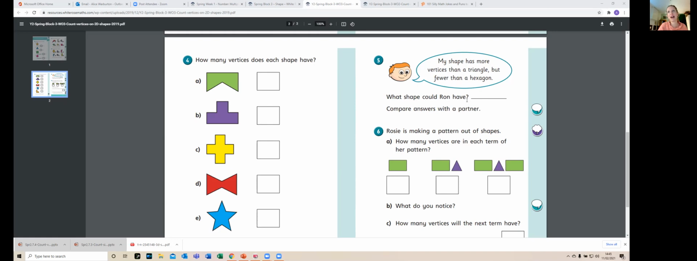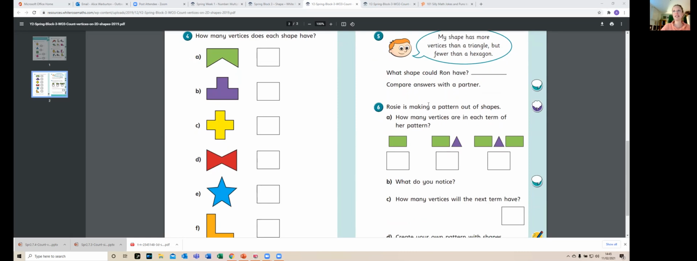So I want you to have a think carefully about that. It says compare answers with a partner. Maybe you could ask a sibling the same question, your brother or your sister, to see if they come up with the same answer, or a grown-up, and see if you have the same answer as them. Maybe there's more than one option you could go for.